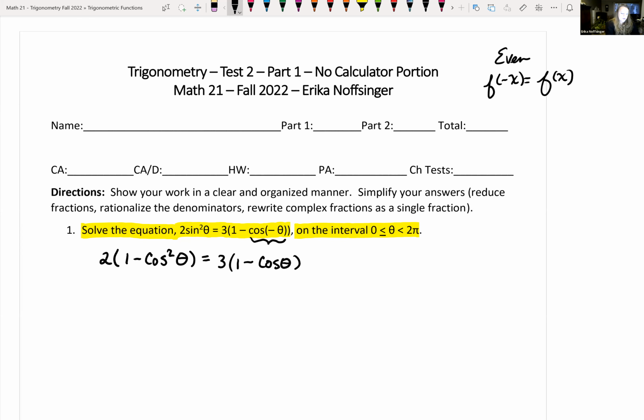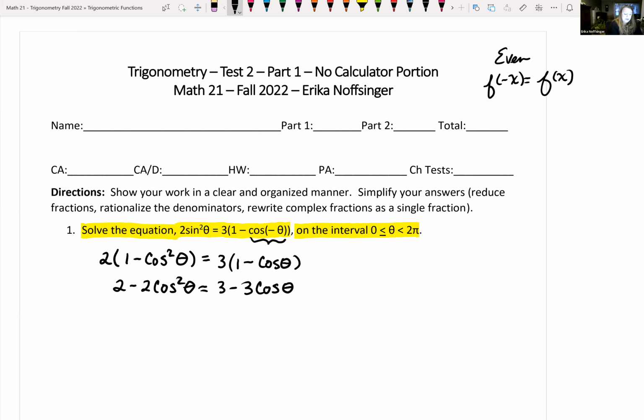So let's distribute. On the left-hand side of the equation, we distribute the 2: 2 times 1 is 2, minus 2 times cosine squared theta is 2 cosine squared theta. This is equal to, distributing the 3, 3 times 1 is 3, minus 3 times cosine theta. I see this is quadratic, so I want to get everything to one side and set this equal to 0. I prefer the coefficient in front of my square to be positive, so I'm going to move everything to the right-hand side of my equation.